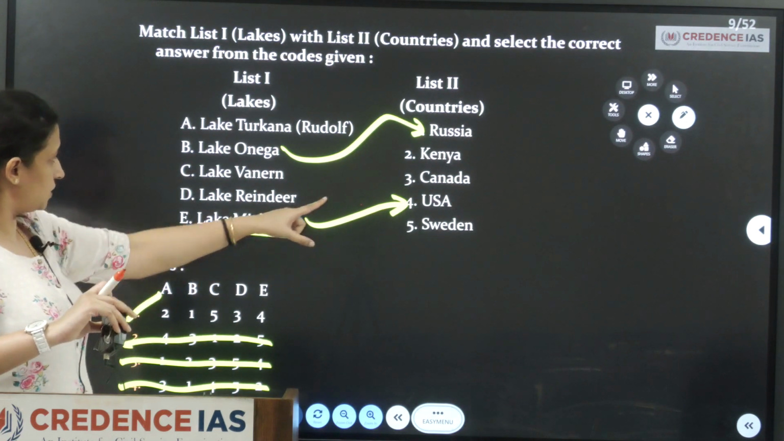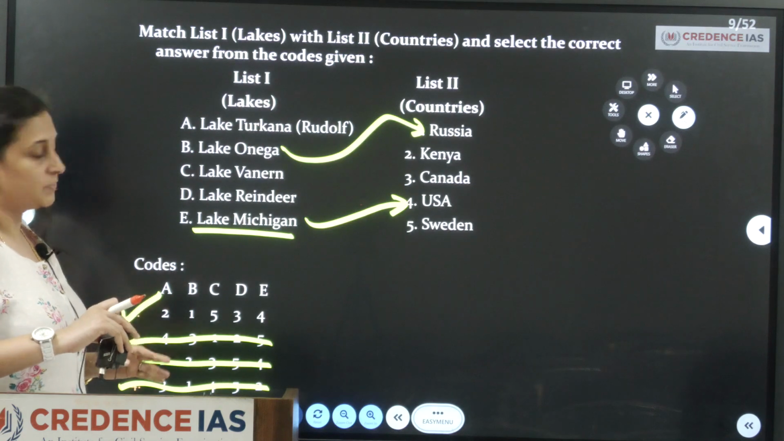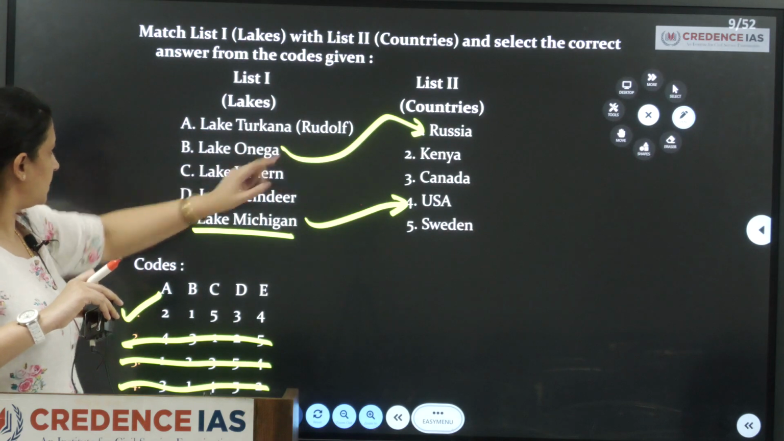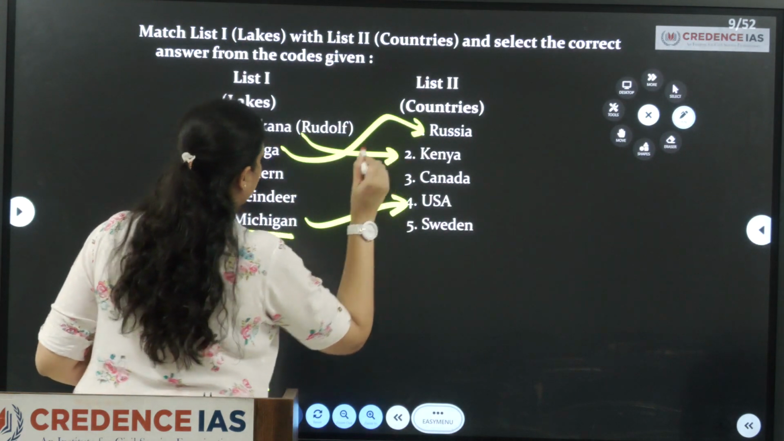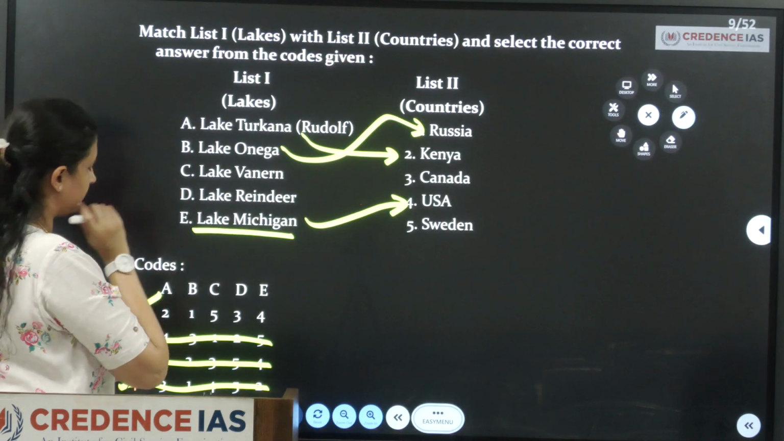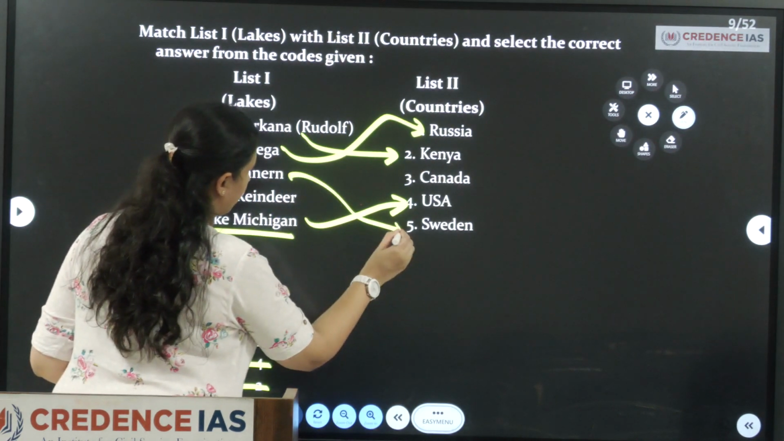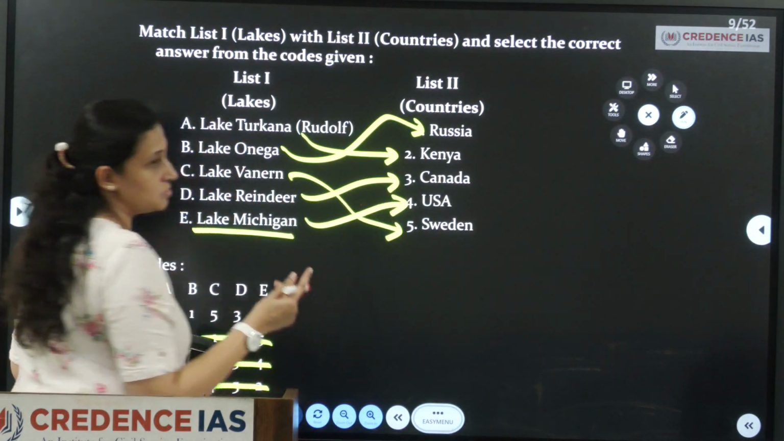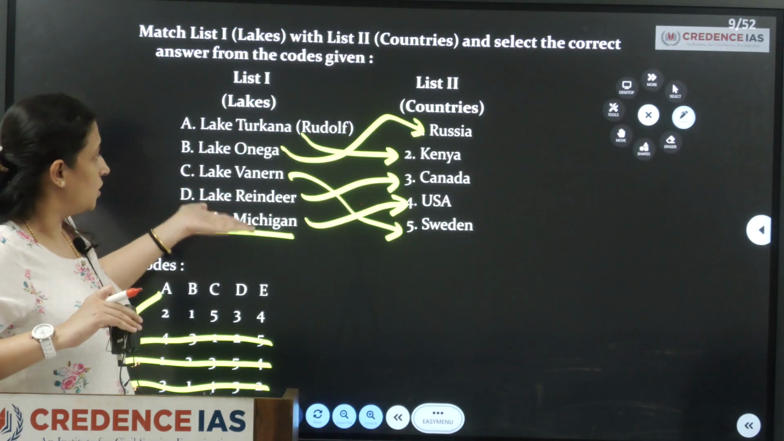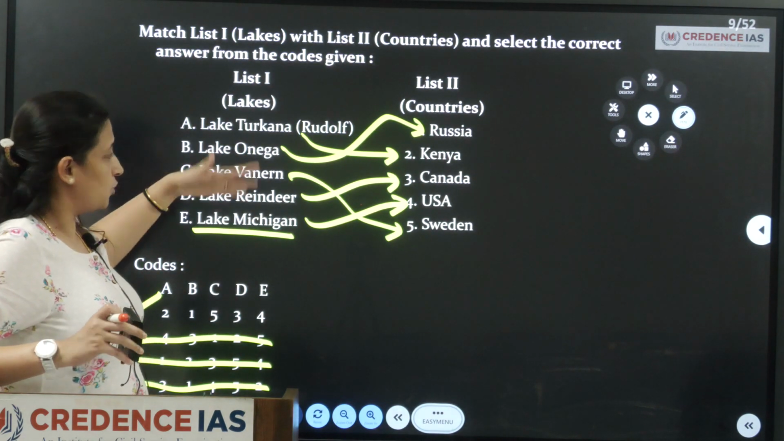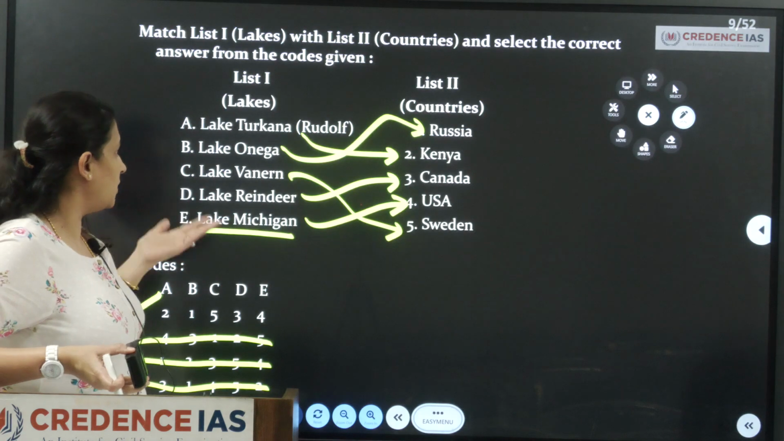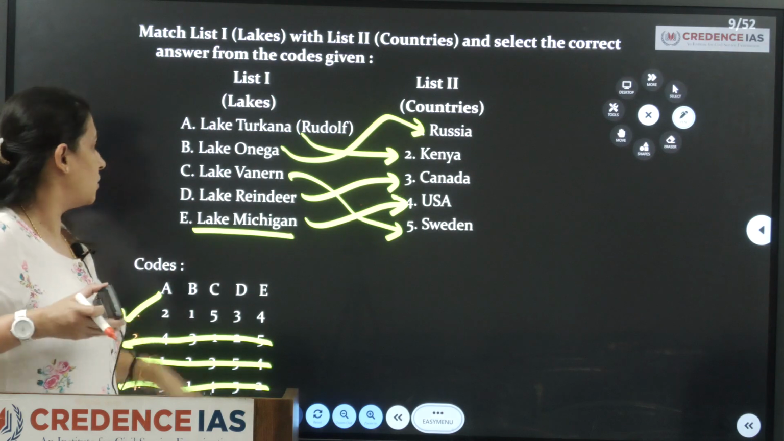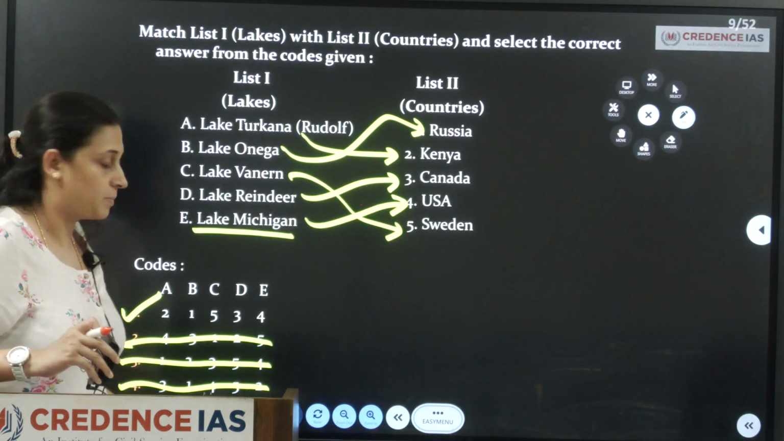So Lake Michigan, USA, Lake Onega, Russia, and the remaining one, Lake Turkana, that is in Kenya. It is also called Lake Rudolph. Lake Vänern is in Sweden, and Lake Reindeer is in Canada. It is not necessary that you should know only these 2 lakes. You can know any other lake out of these 5 lakes. But what I knew is Lake Onega and Lake Michigan. Based on these 2 lakes, I identified the answer. So Lake Reindeer is in Canada.